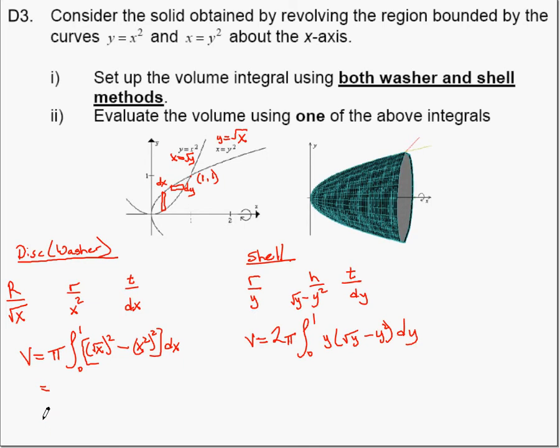Let's say we decided to solve the disk method. Then it would be volume equal to pi times the integral from 0 to 1 of x minus x to the 4 dx. Simplify first. It's going to be pi times x squared over 2 minus x to the 5 over 5, evaluated from 0 to 1. And if you solve that, you get 3 pi over 10 units cubed.